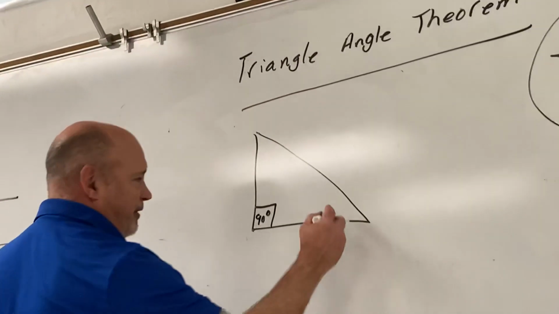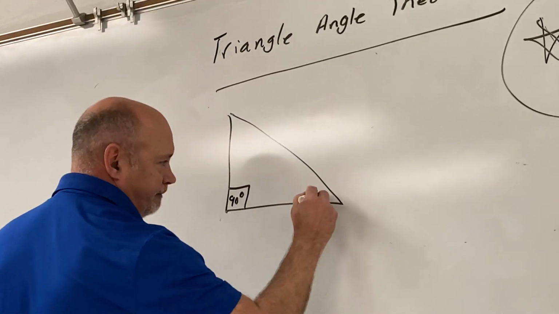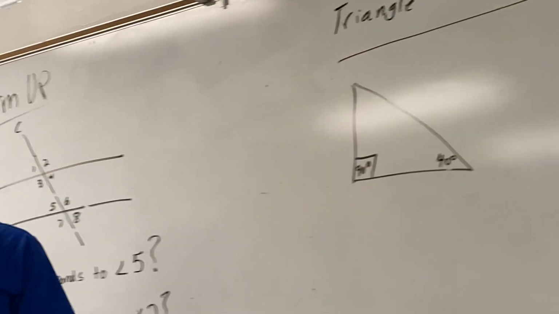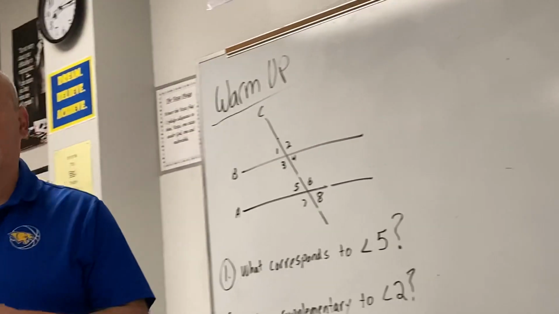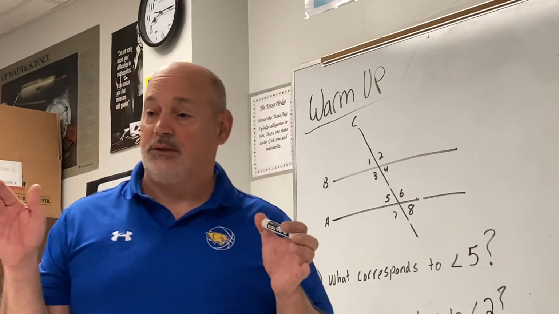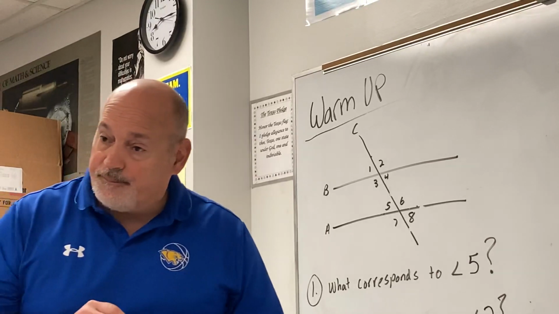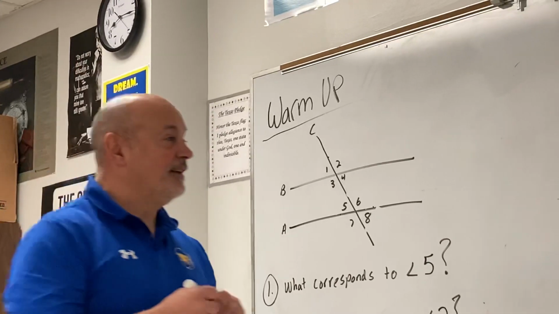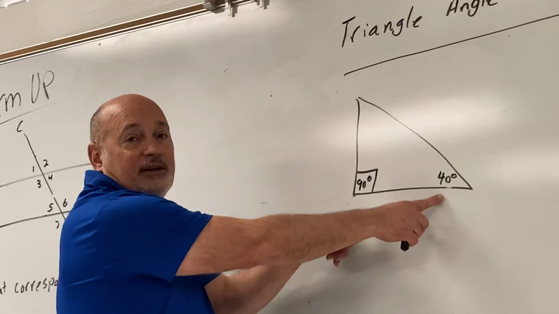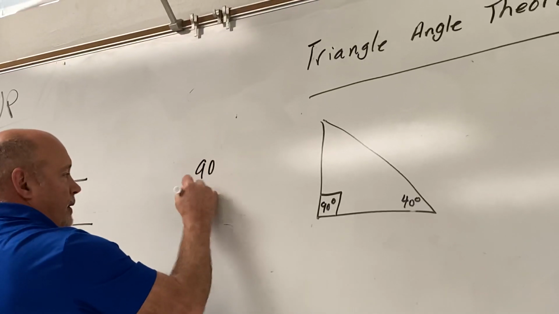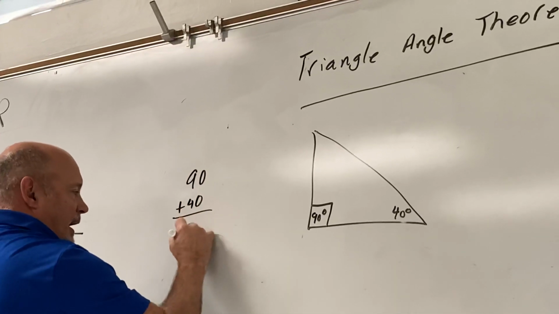So let's say I put 40 over here, and we know that that one's 90. How could I find the third angle of this triangle? Lena. You add 90 to 40, then subtract 40. Good. Add these two together to see how much they add up to. What's 90 plus 40? 130. And then what do we do?